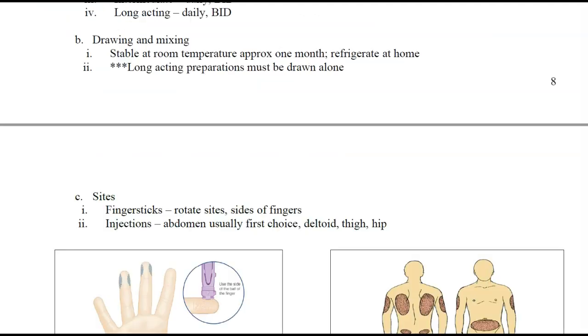So, drawing and mixing of insulin. It is very important to store it appropriately. Usually room temperature is okay, and it will last about a month. But if the patient is going to be taking it at home, we need to instruct them to refrigerate it to ensure stability. When we're drawing medication, the long-acting preparations must be drawn alone. So we can't be mixing the long-acting insulin with the other types of insulin.